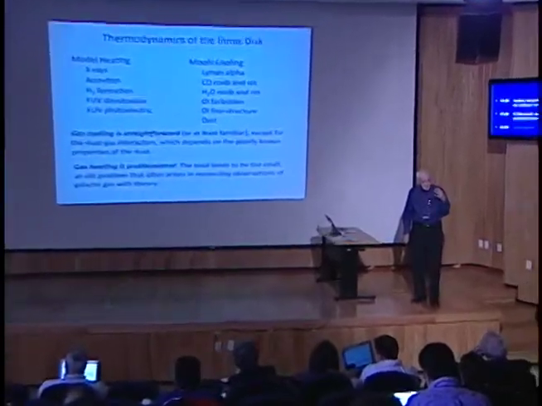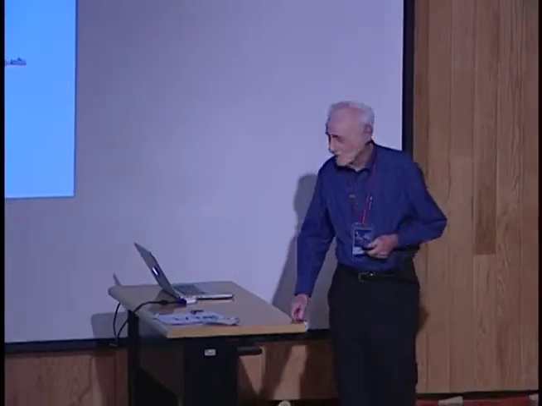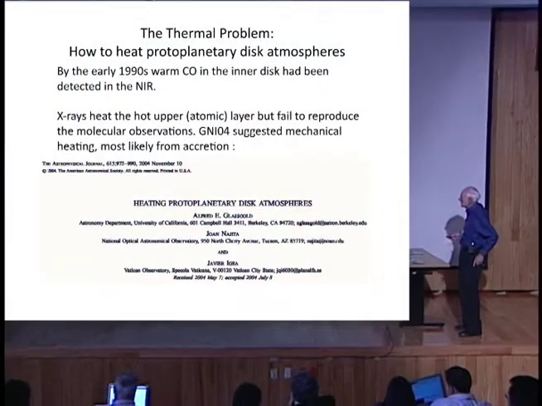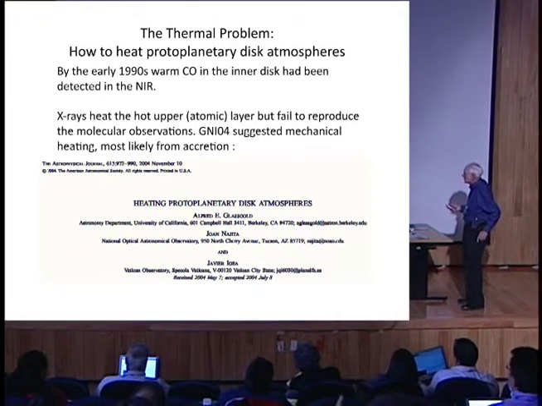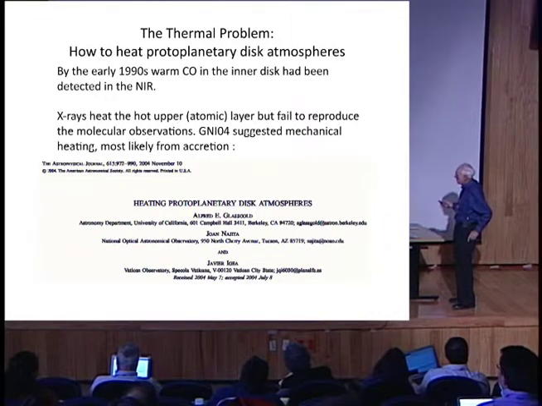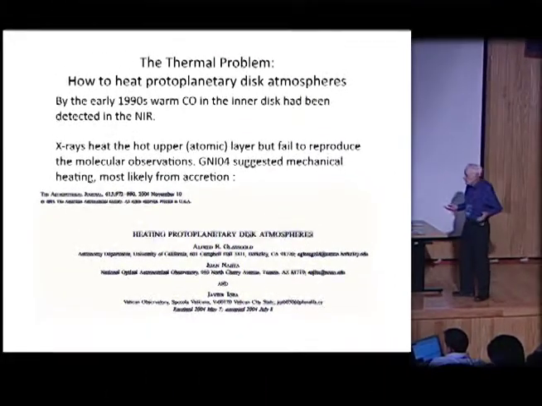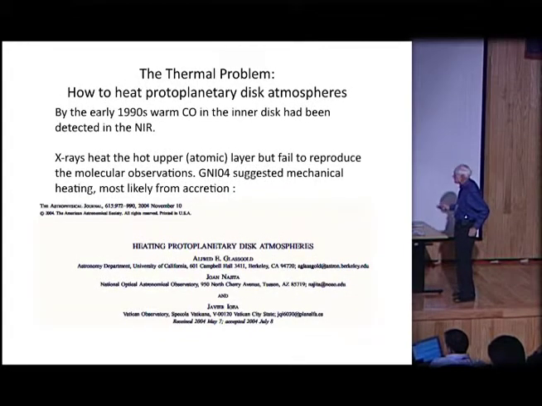Every time one comes up with a heating process, it raises questions that either destroy the idea or lead me to say, I don't know. And I'll be saying that many times, perhaps. So in any case, the heating is problematical. That's the punchline you guys have helped me with, which is how to heat protoplanetary disk atmospheres. And as I already said, we became concerned about this issue when we found there was warm CO in the inner regions of these disks, and the X-rays failed.